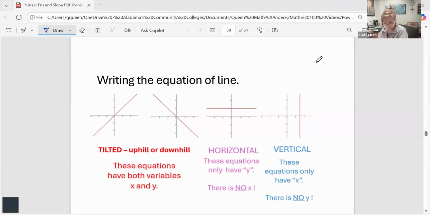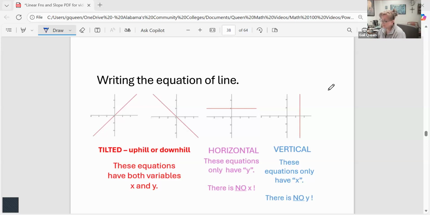So we're building up. And now we want to know, what if they give me information? I don't have the equation. They want me to write the equation of the line. So they give me information about the line and have me write the actual equation. How we go about it will depend on whether we have a tilted line, a horizontal line, or a vertical line.